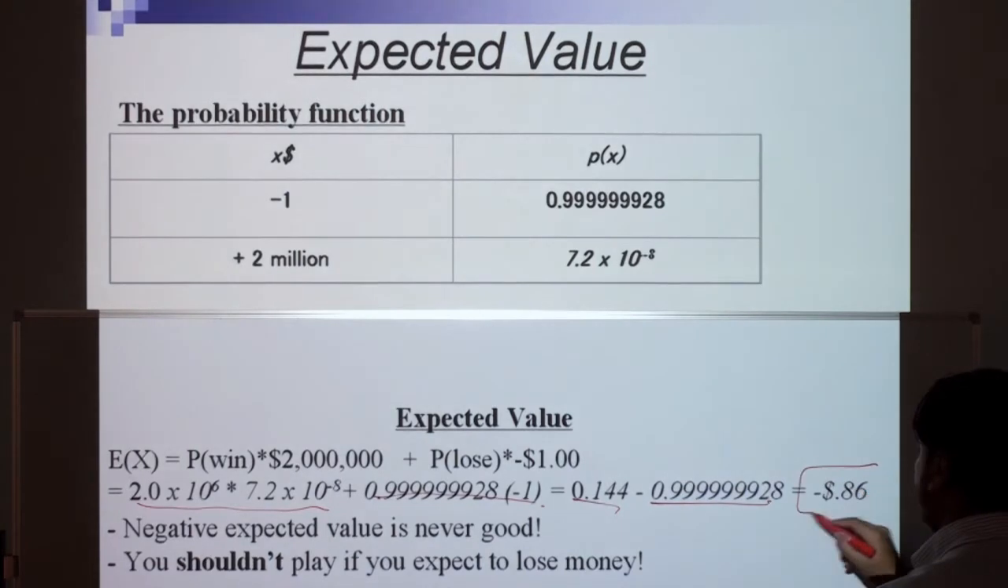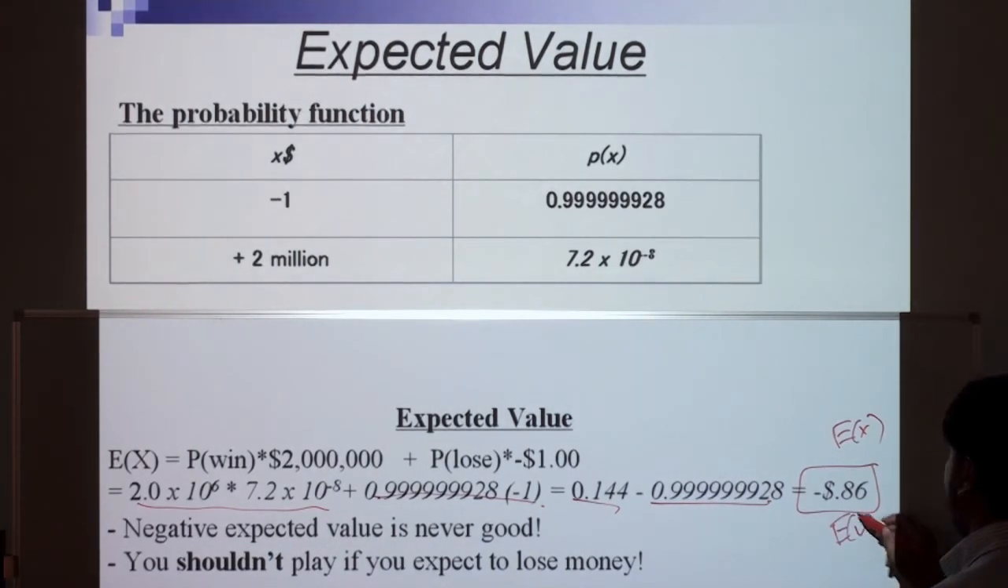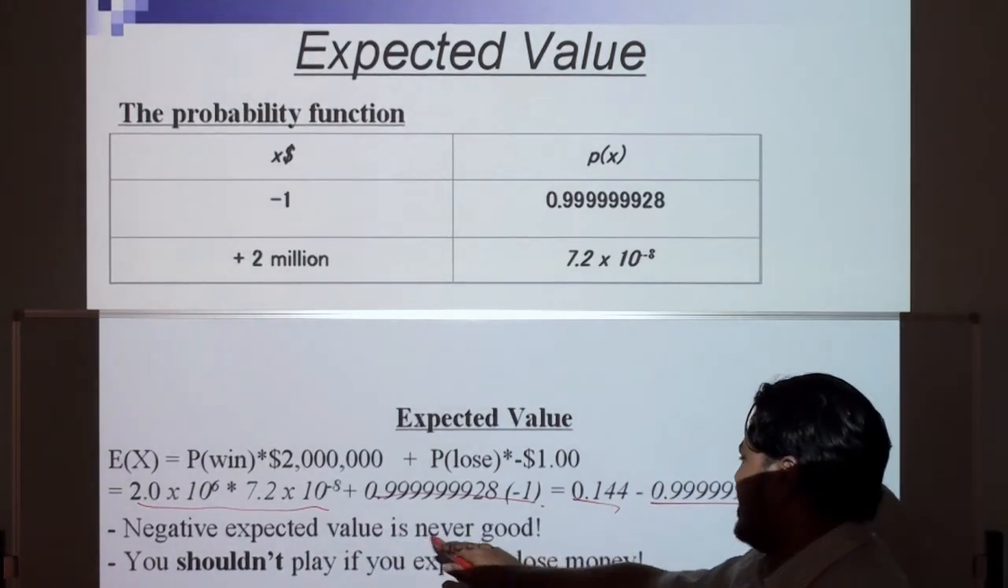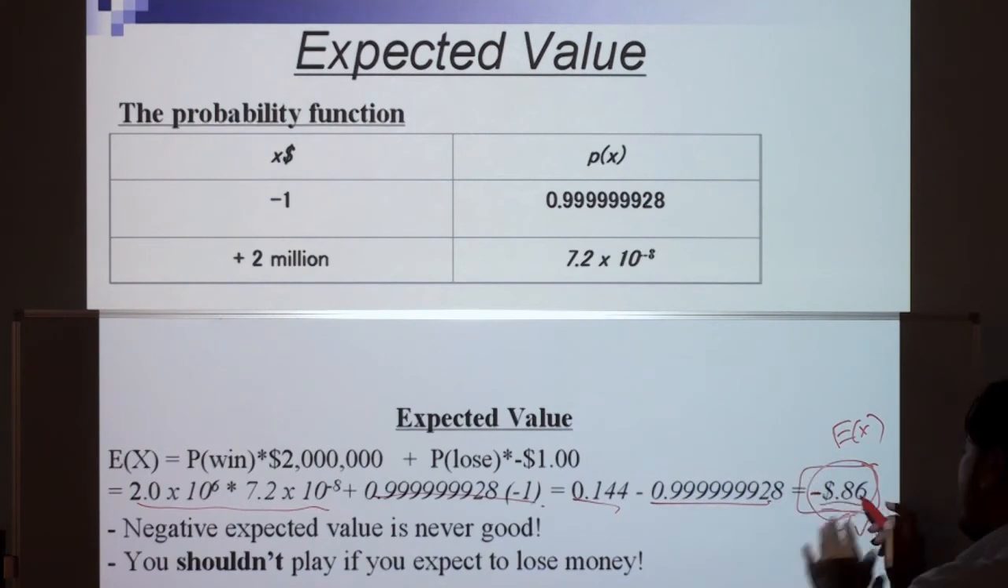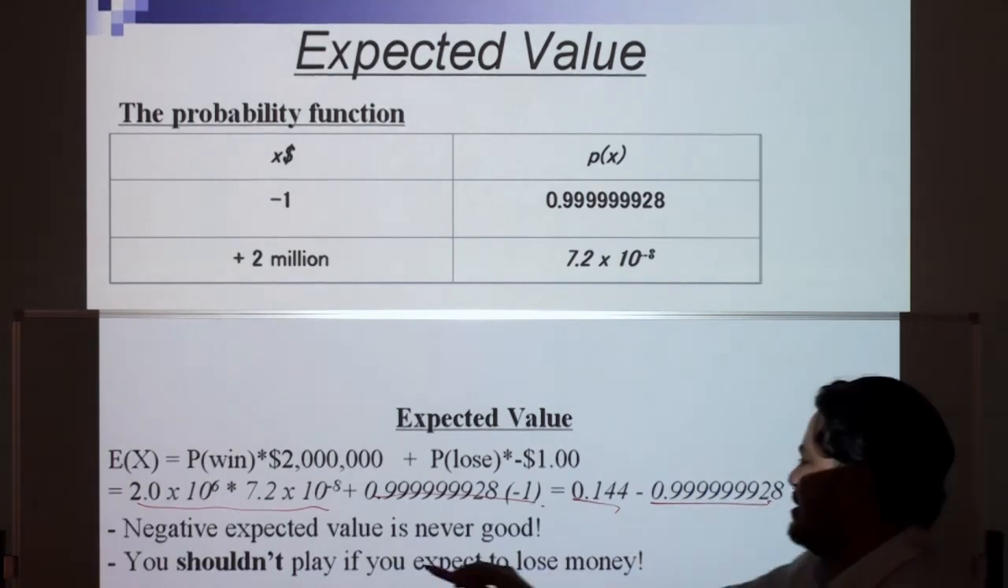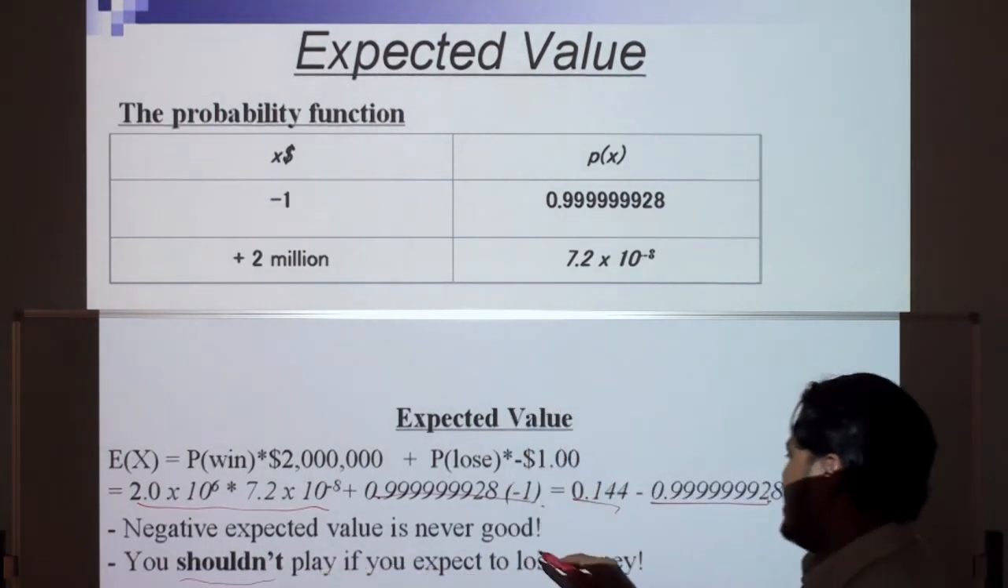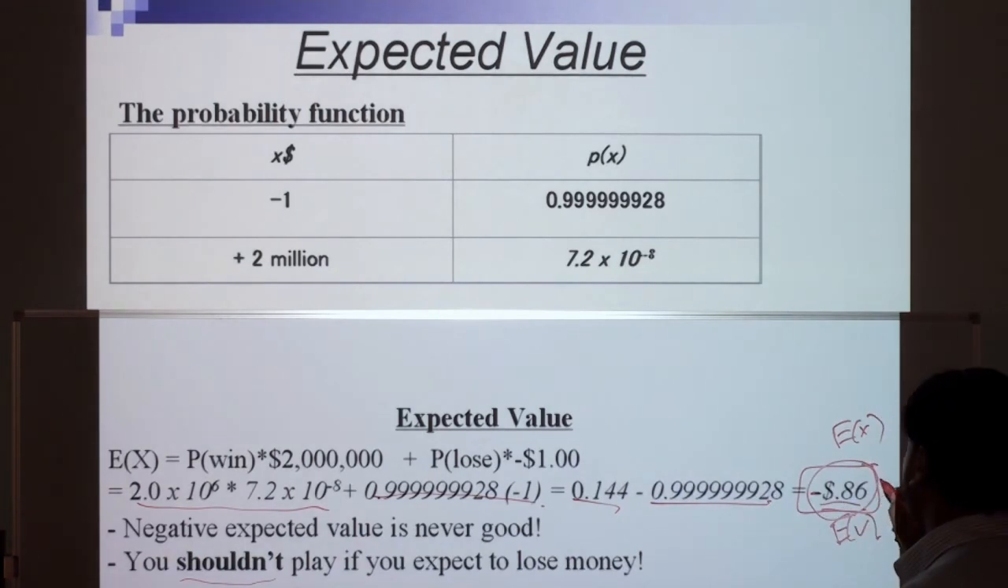So the final answer, your expected value, or the average, most likely what's going to happen: most likely you're going to lose 86 cents. Negative expected value is never good. Notice that's a negative. If you play the lottery, you're going to lose 86 cents. And you should not play if you expect to lose money. So this is a loss.